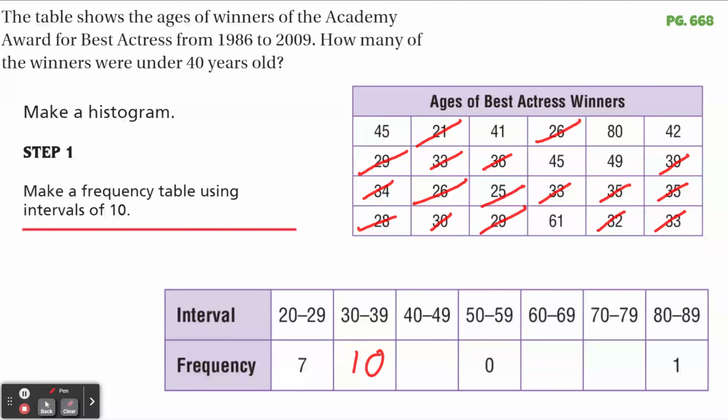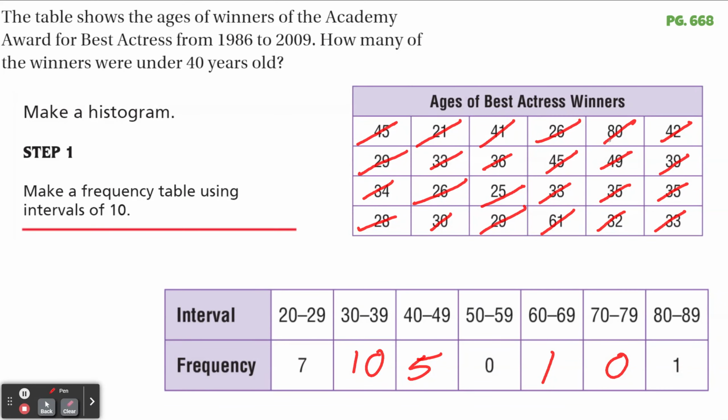I'm going to repeat that same process, but now looking for actresses who are in their 40s. So I have 45, 41, 42. So that's 1, 2, 3, 4, 5. So there's 5 actresses who are between 40 and 49. I have no actresses who are in their 50s. We have 1 actress who is in her 60s. No actresses between the 70s and 79, and 1 actress in their 80s.